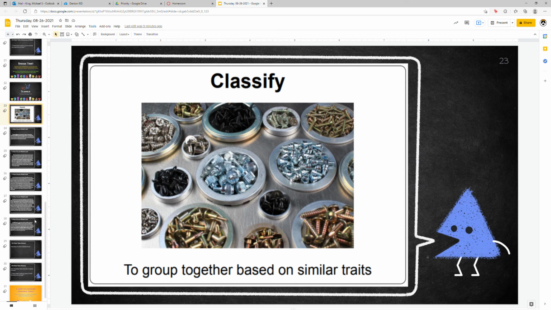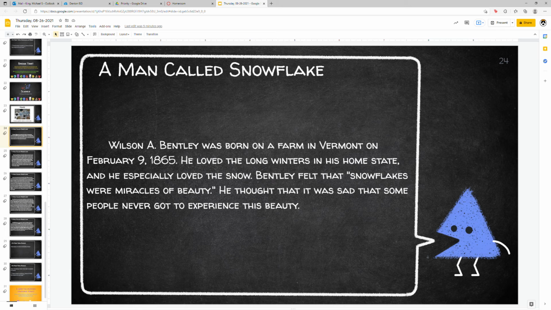For the rest of the lesson today, it's a little bit different. We're actually going to read a very short passage that we can discuss after our lesson here. It's called A Man Called Snowflake.